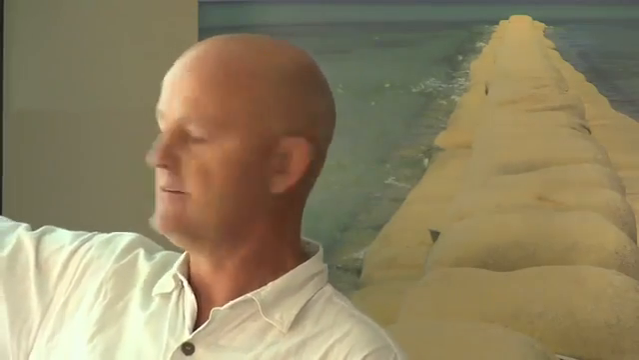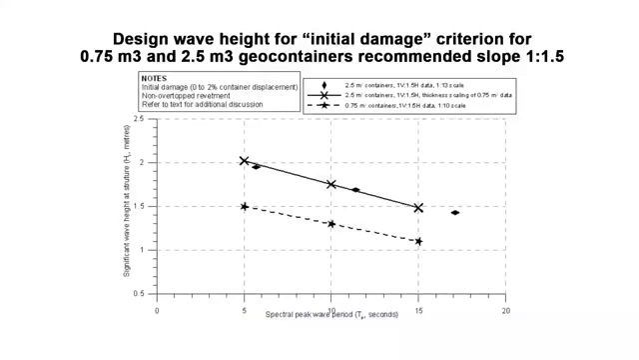So for that initial damage criteria, which is less than 2% of the units moving, we came up with some curves. This is published in the Australasian Coasts and Ports Conference 2009. There's a conference paper, so it's out on the public record. We came up with some design curves for revetments made of geotextile structures. These are the two common sizes that Geofabrics Australasia make, the Elcorock product. This is a 0.75 cubic metre product, and this is a 2.5 cubic metre product.